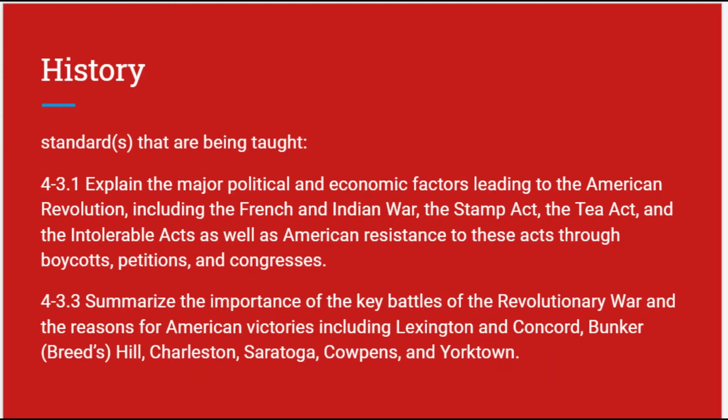Another one is to summarize the importance of key battles of the Revolutionary War and the reasons for American victories, including Lexington, Concord, Bunker, Breeds Hill, Charleston, Saratoga, Cowpens, and Yorktown.